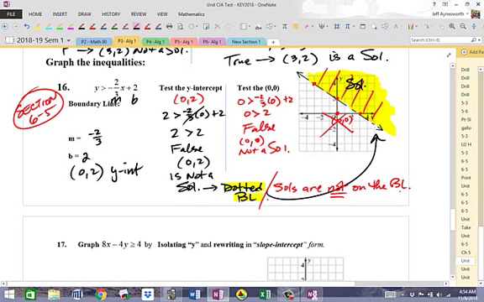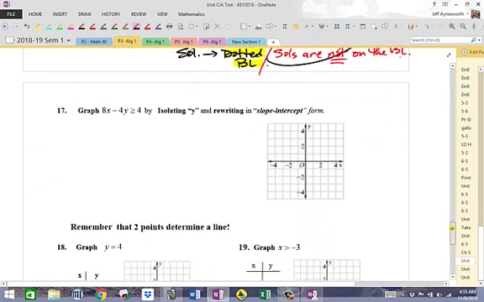We call this the solution region. All inequalities have solutions either above or below the boundary line, or to the left or right of it, depending on what kind of boundary line you have.